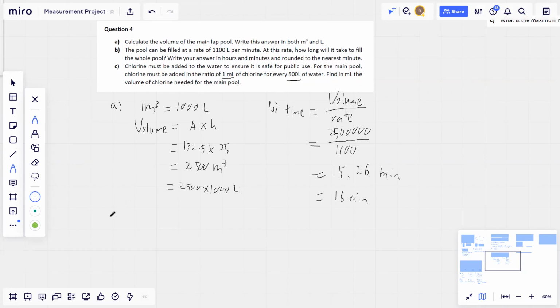For question C, you can use the total volume divided by 500. That's how many 500 liters of water we have.